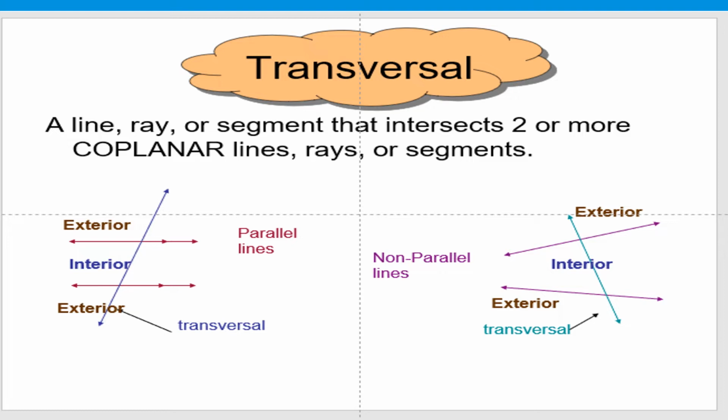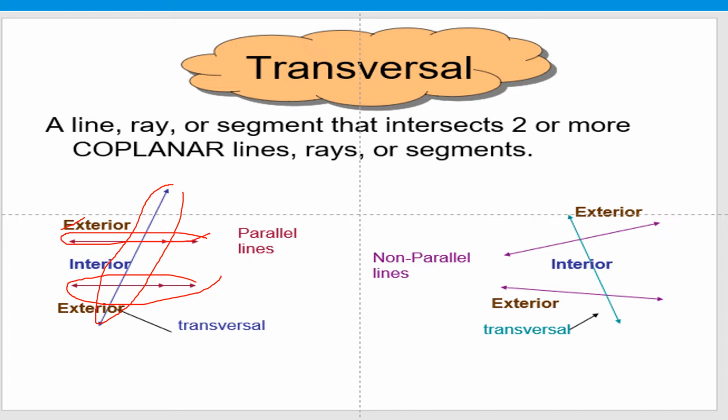Okay, a line, ray, or segment that intersects two or more coplanar lines, rays, or segments. So we have here parallel lines. We have two parallel lines. Okay, so these are the two parallel lines here. Now, in the parallel lines, this is our transversal. So this one is our transversal. And in the parallel lines, we have the exterior, or the outside, and the one inside of the parallel lines is the interior. Okay, so we call it interior.